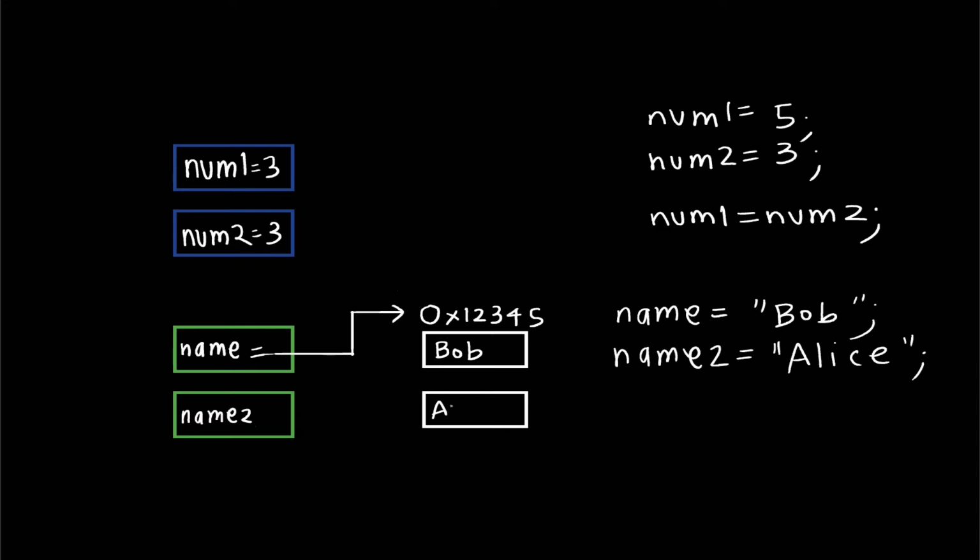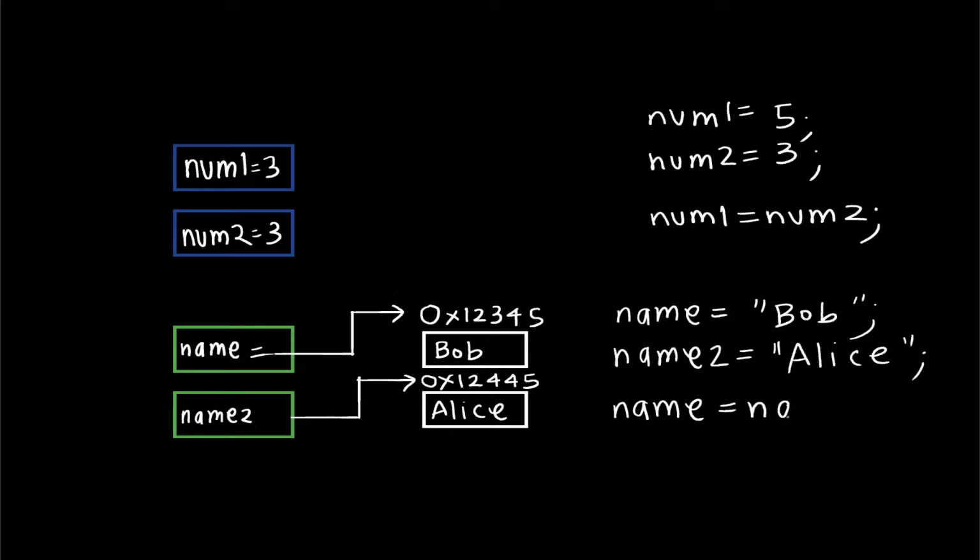And the same with the name2 variable. When we declared that, we created a block of memory, and in that block of memory, we store the name of the variable, which is name2 in this case, as well as the address of the block of memory that the value Alice is stored in. If you're familiar with the C++ programming language, you know that this is something similar to how pointers work.